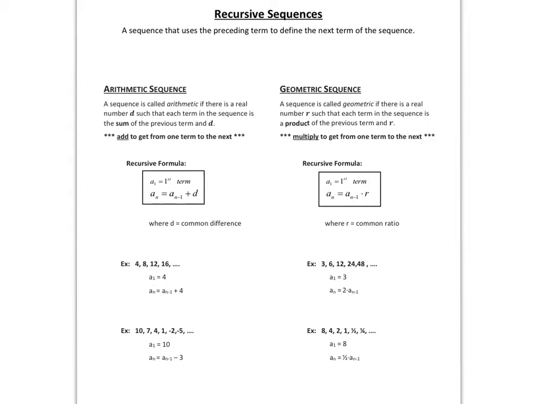Now, I don't know if you recall this from Algebra 1, but when you go to list terms, a sub 1 would be the first term. A sub 2 would be the second term. A sub 3 would be the third term, A sub 4, and so on. So the little subscript here tells you what term you're on.